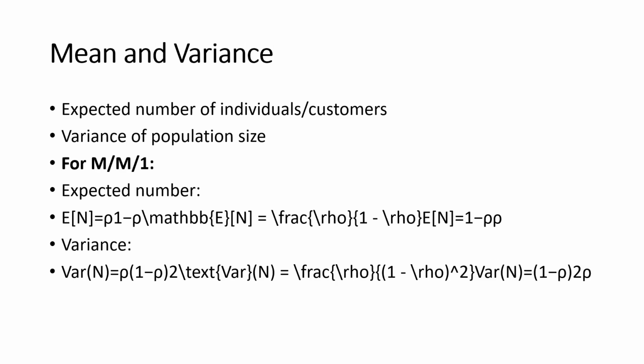Mean and variance of the expected number of individuals or customers, and the variance of population size. For the M/M/1 model, the expected number is E[N] equal to rho divided by (1 minus rho). The variance can be written as Var(N) equal to rho divided by (1 minus rho) squared.